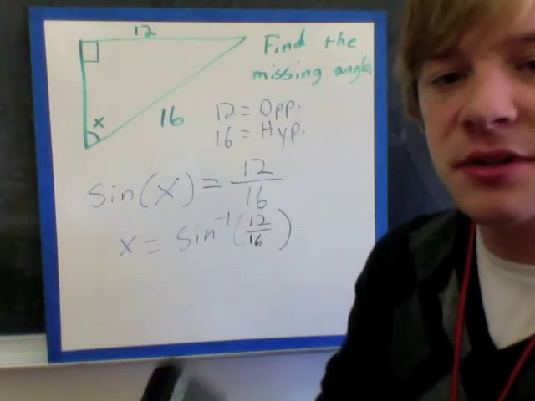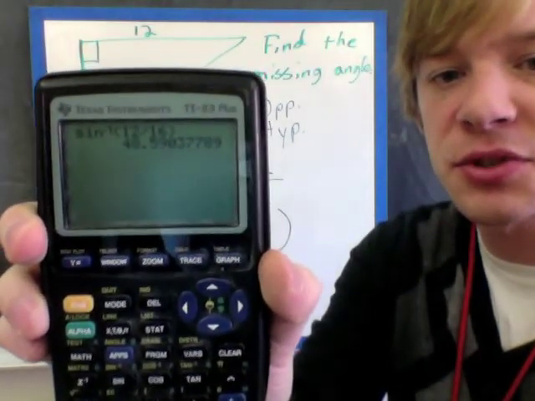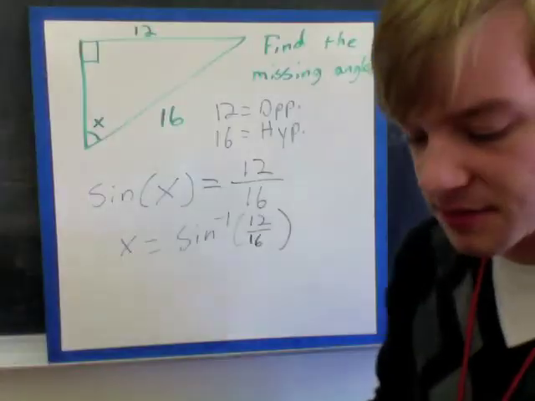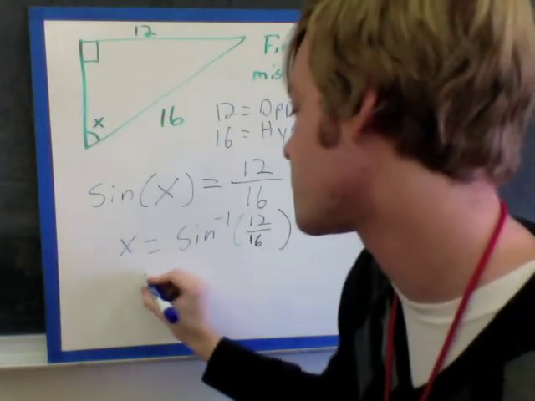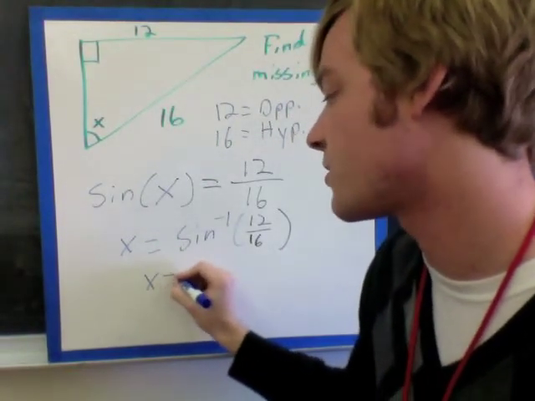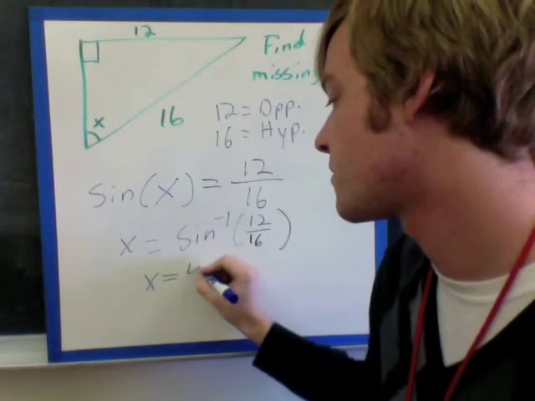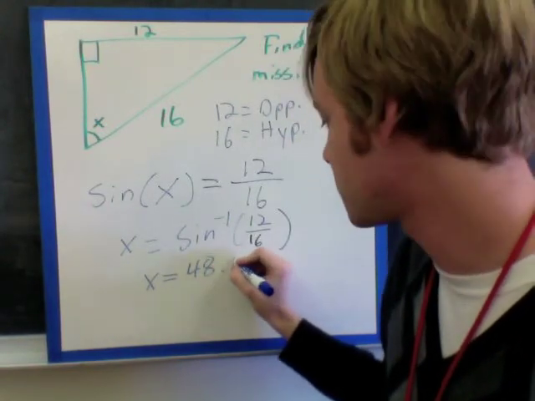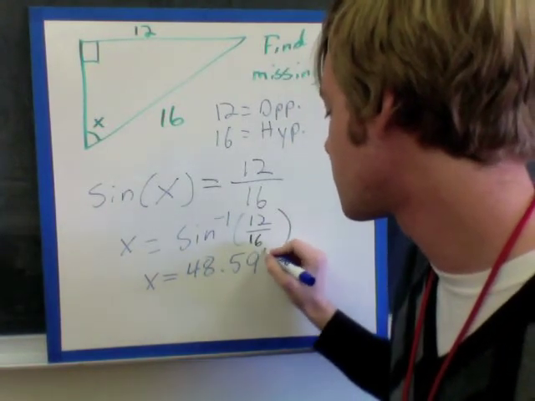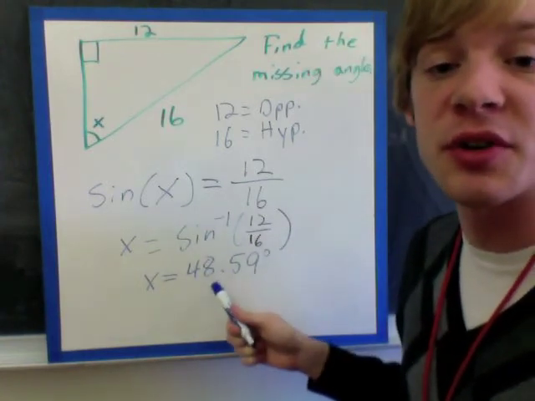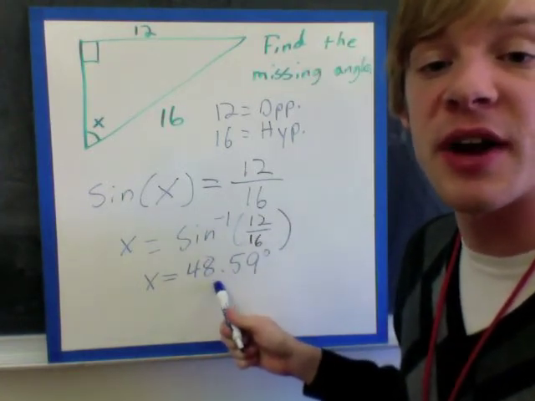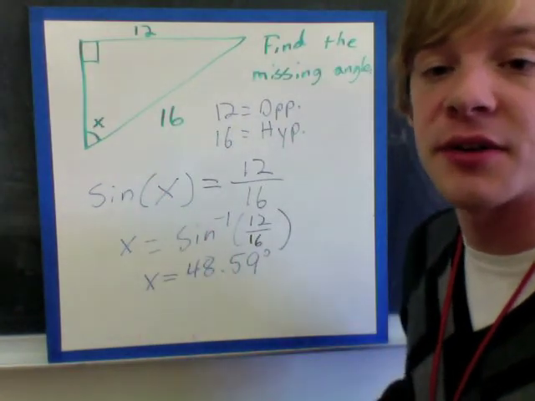And when you hit enter, you should get 48.59. That's the number of degrees that we have here. That's our measure of our angle. So our angle measurement, our degrees, is 48.59. That's the measure of this angle right here for x.